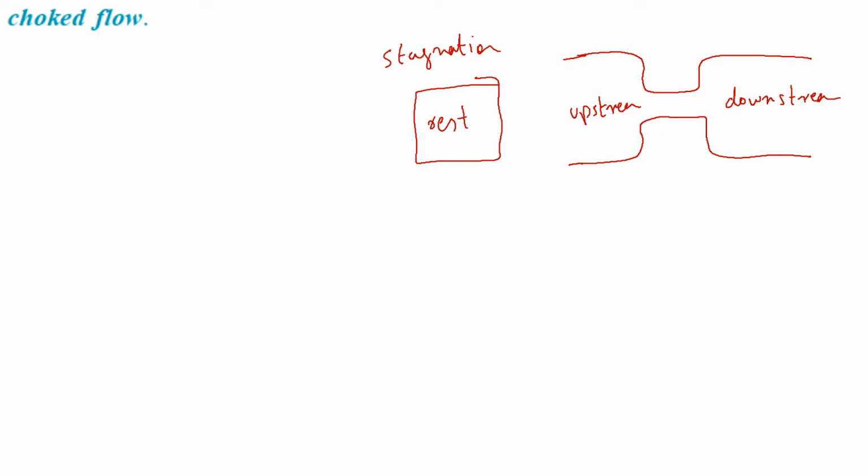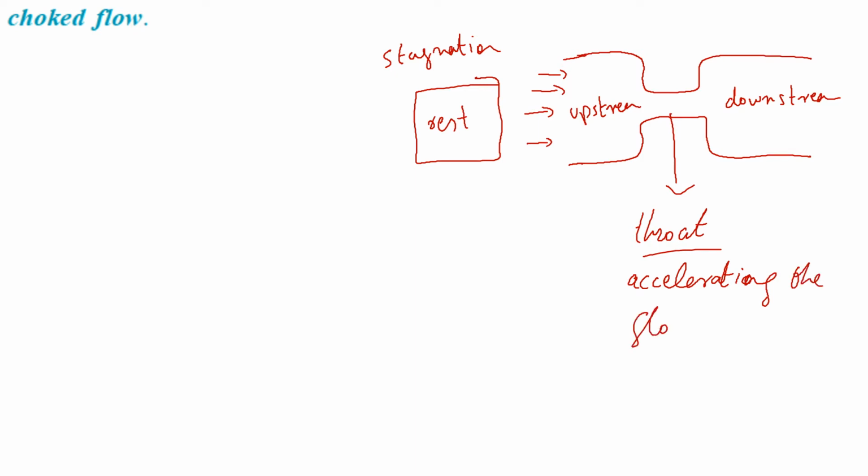downstream of this duct. So the fluid is going in this direction, and the converging portion, that is the throat, is actually accelerating the flow, given that the flow is subsonic. So the flow is subsonic, passing through this converging diverging duct. In the upstream, the flow is being accelerated due to the presence of this converging throat.